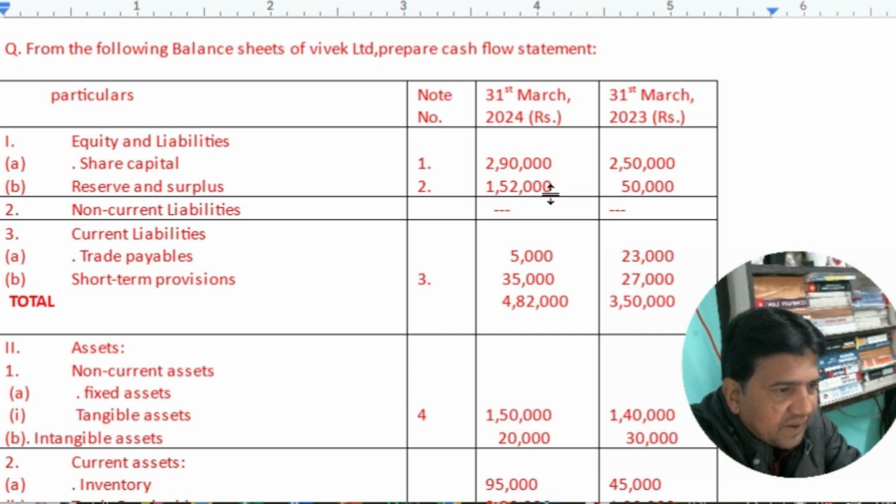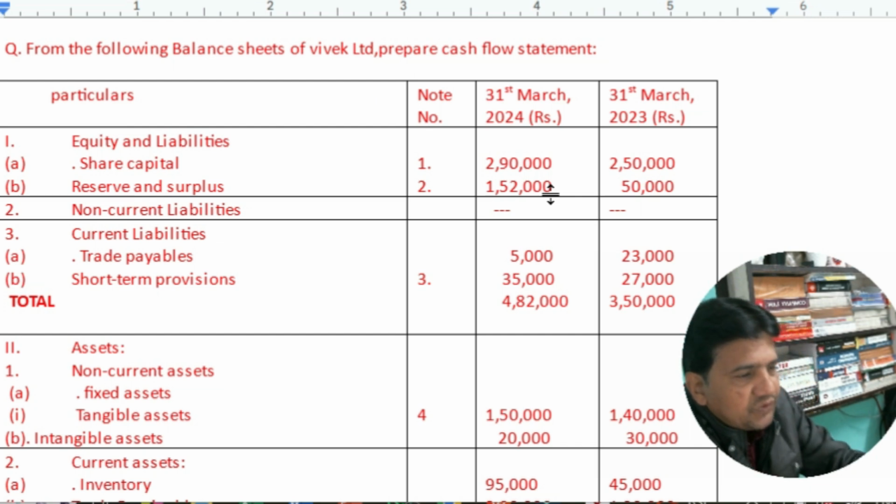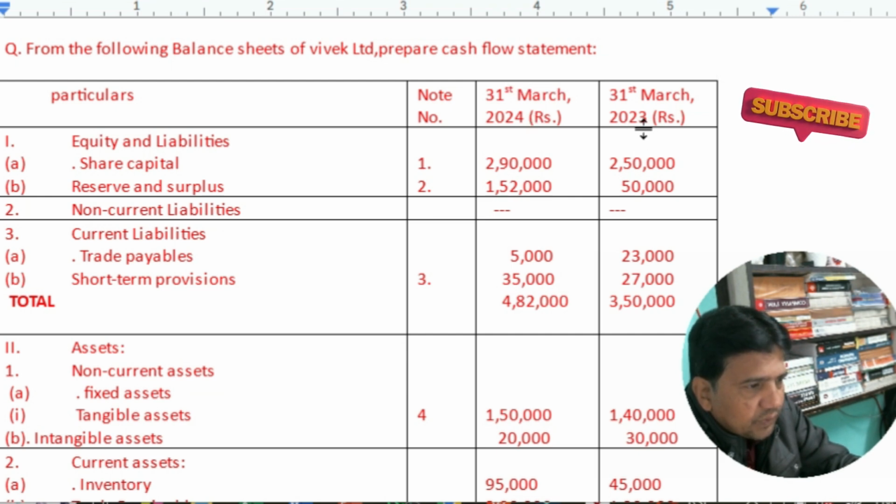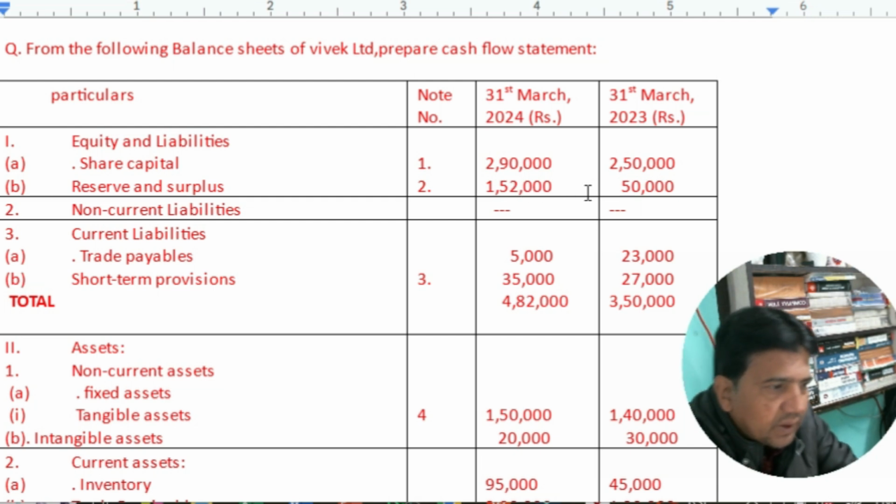The movement of cash inflows and cash outflows can be checked by comparing the two years' figures, the preceding year 2023 and the current year 2024, and seeing in which direction each item is going, up or down. Share capital goes up by 40,000. Reserve and surplus goes from 50,000 to 1,52,000, increasing by 1,02,000.